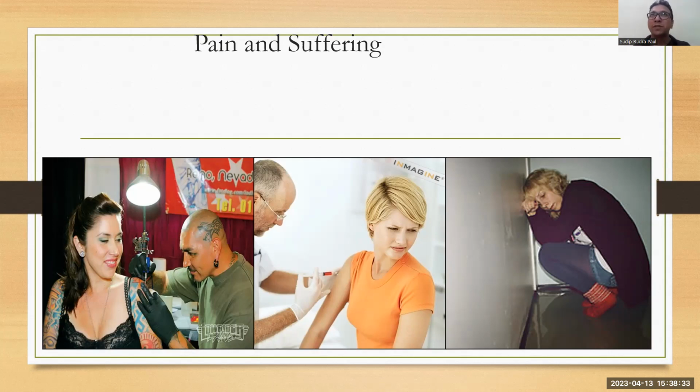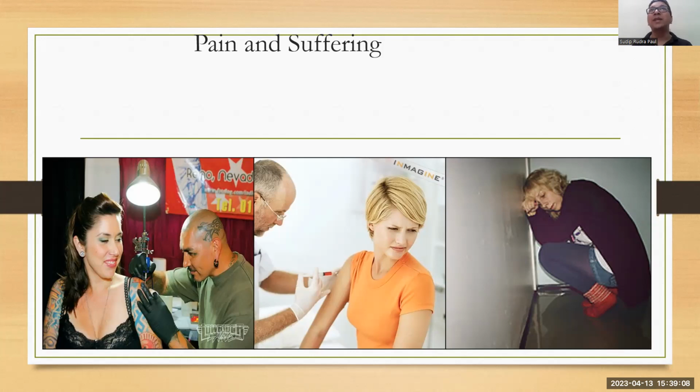But in the third picture you see, nobody is pricking her, nobody is giving her anything. They just make them maybe isolated. She is just sitting in the corner, nobody is talking to her, nobody is here to talk or look at her. So she is isolating herself, or maybe somebody isolated her. Because of that, she is having some kind of suffering in her mind. So this is the difference between pain and suffering.